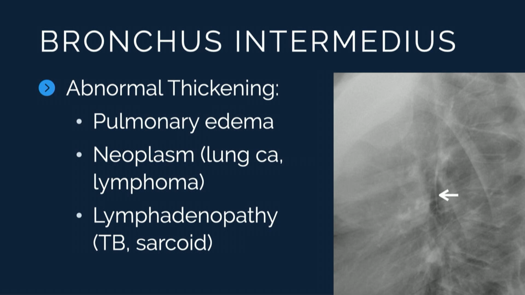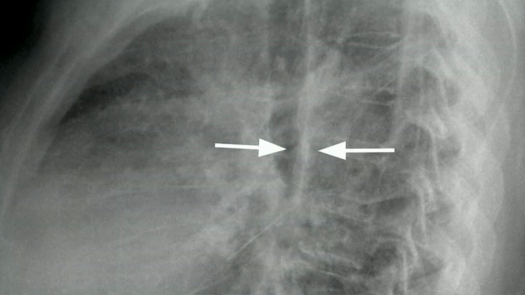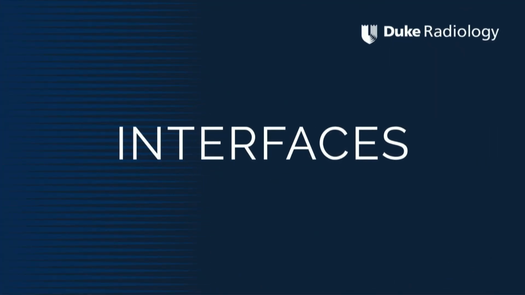So abnormalities: pulmonary edema, neoplasm, lymphadenopathy, and there are some other conditions that will result in airway abnormality beyond those. But anything that's going to result in thickening of your central airways can result in thickening of the bronchus intermedius. Here's another case. This patient is not well positioned, but this is actually the bronchus intermedius. It's too low to be the posterior tracheal wall, but this was a patient that had pulmonary edema that was resulting in thickening.